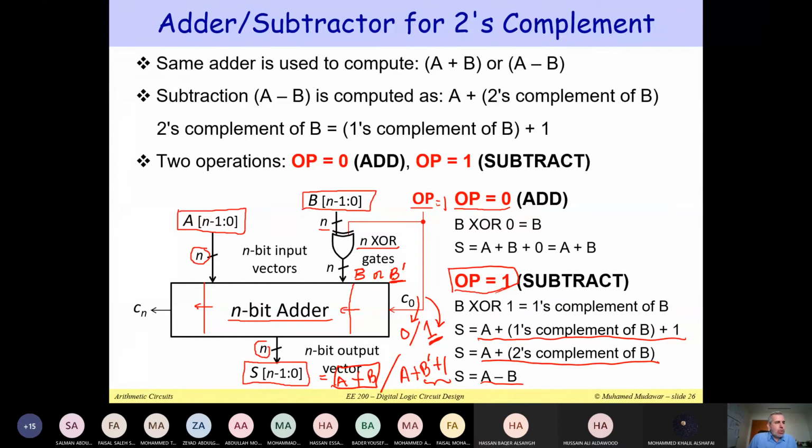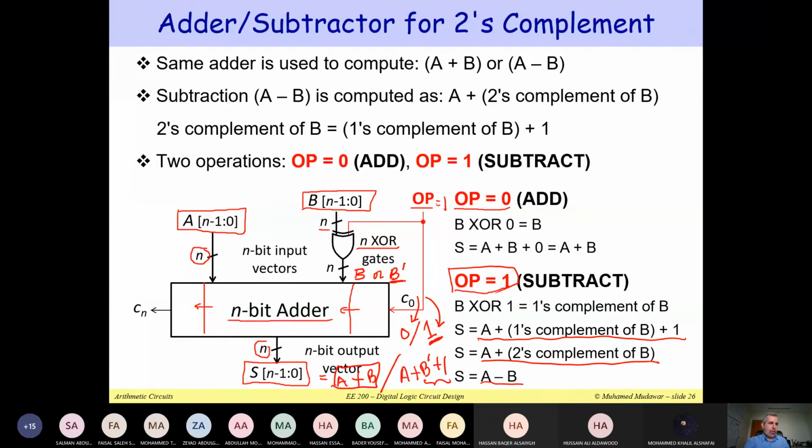So I'm using the same circuit to do addition and subtraction. And I can control it with this op wire. If it is 0, I will do addition. And if it is 1, I'm going to do subtraction. Clear? Nice, right? So this way, I don't need to have 2 circuits, one for addition and one for subtraction. I can use the same circuit for addition and subtraction.